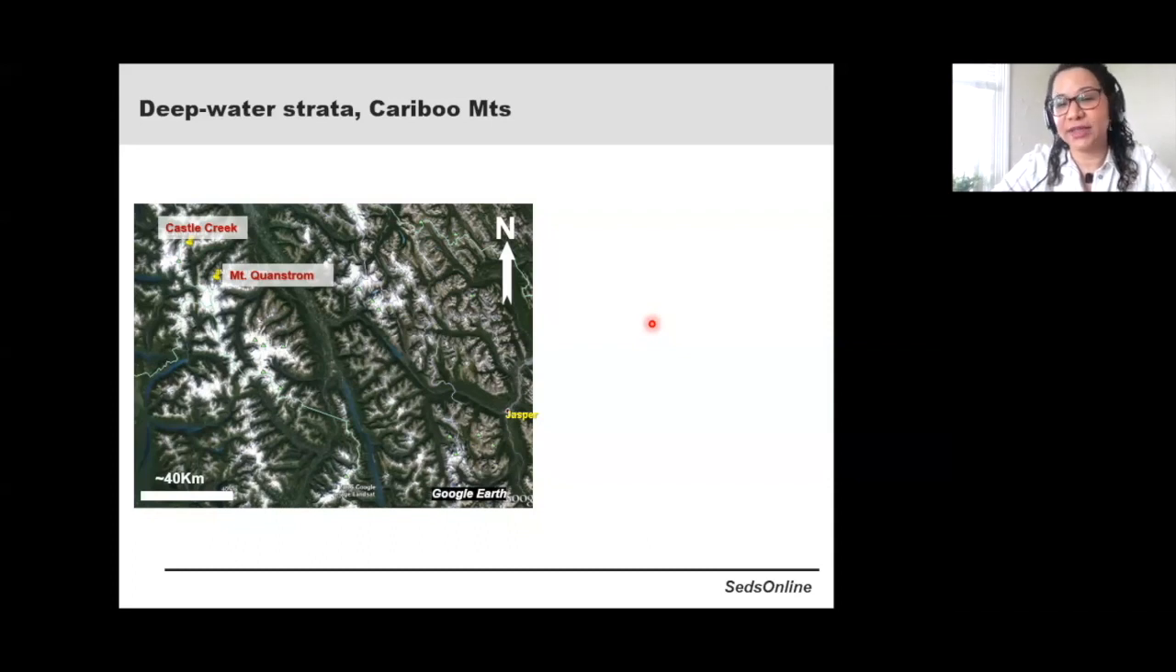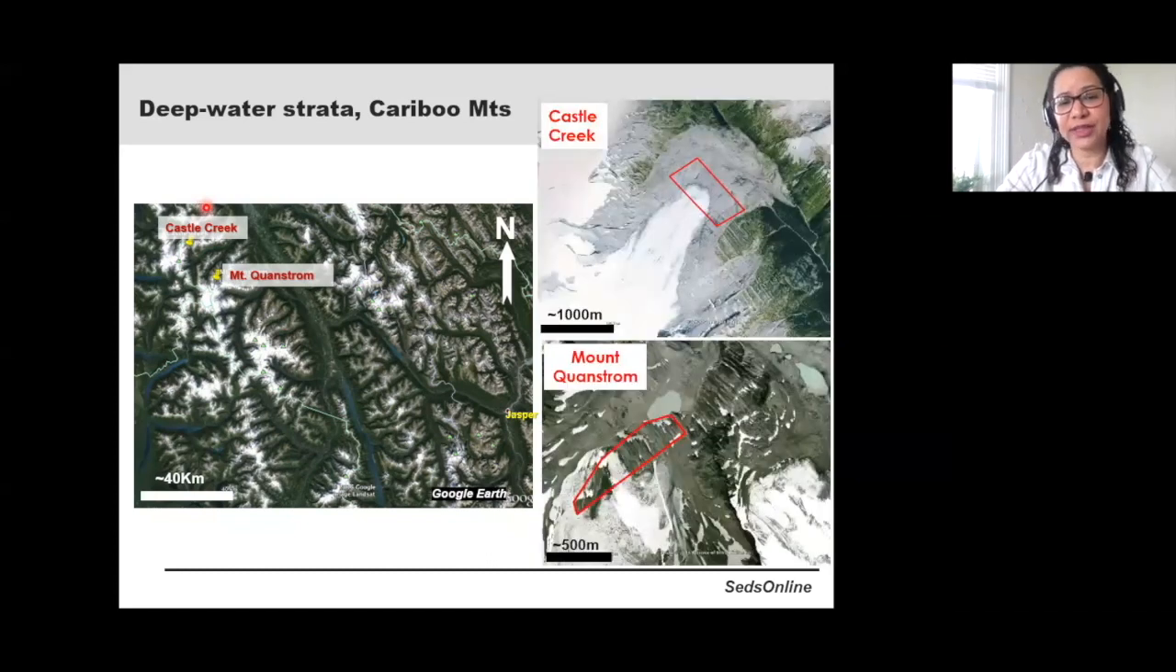Here are the two localities that I visited, Mount Quanstron and Casa Creek. Mount Quanstron is approximately 360 meters thick, and Casa Creek, where I worked, is approximately 290 meters thick. Now, these locations are in Jasper National Park.